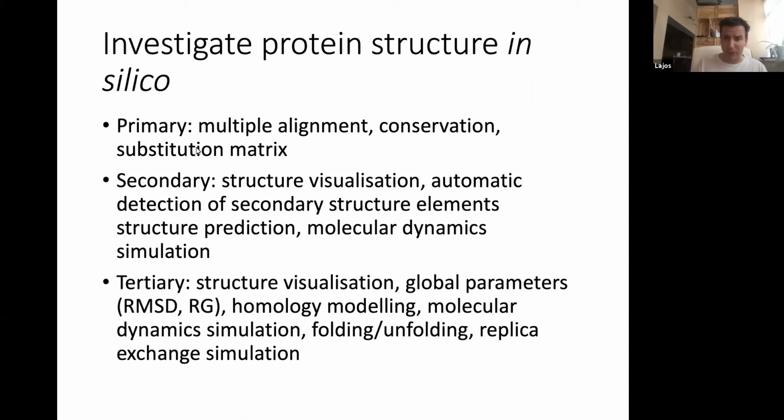So how would you go forward with the in silico investigation? Of course, again, what we have seen here, the primary, the secondary, and the tertiary structure. The primary structure, we spoke about this already a few times. So, of course, if you just have the amino acid sequence, you can do multiple alignments. You can use BLAST and find homologs, look at conservation of different parts of your protein. That will give you already a lot of information.